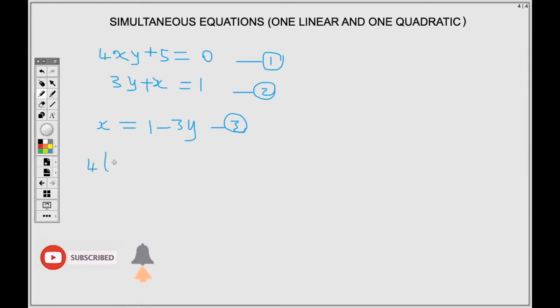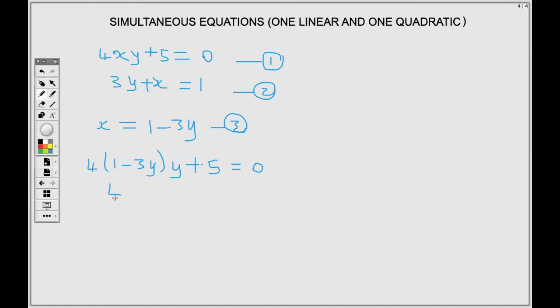So in the first equation, where I'm seeing x beside the 4, I'm replacing it with 1 minus 3y. Then I rewrite the y plus 5 equals 0. Now we're going to expand. Some persons are comfortable enough to multiply the 4 and the y at once, while others like to start with multiplying the 4 first. So I'm going to do so.